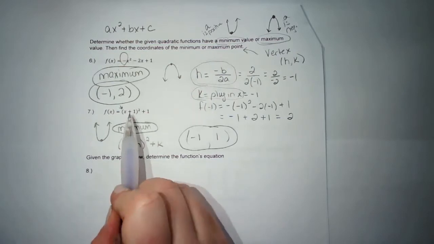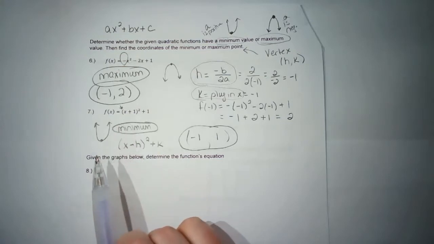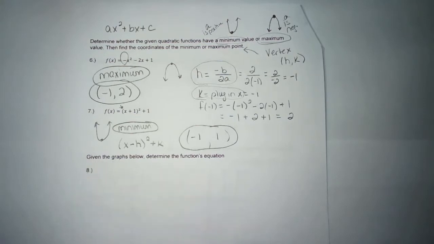Okay. What if this were x minus 1? Then what would h be? Positive 1. Okay, so remember, the h is the opposite, but the k is exact. All right, everybody okay on that?